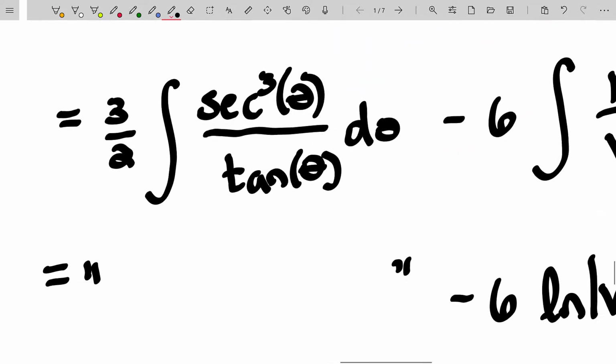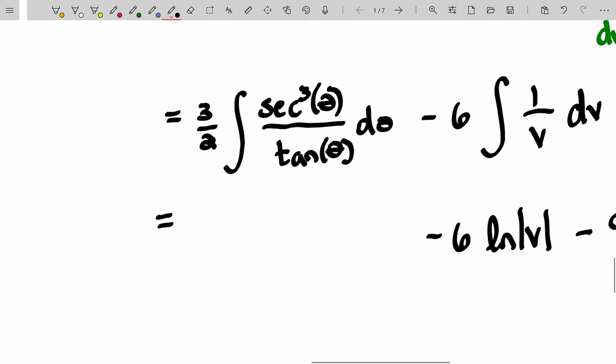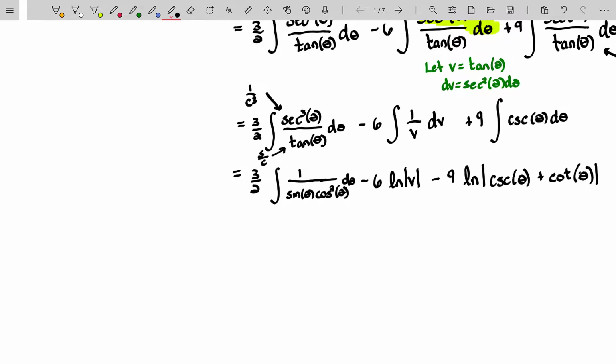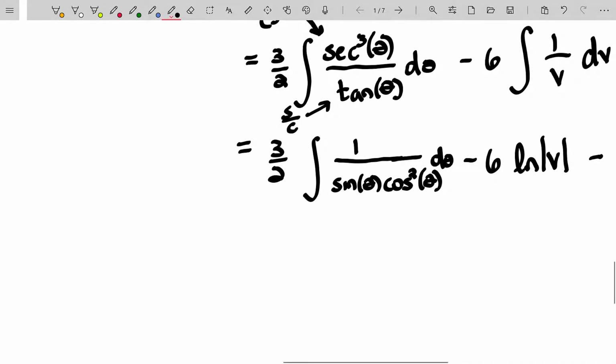But now we have to deal with, I think, the hardest integral of all, the secant cubed divided by the tangent. In this case, I'm going to rewrite the secant cubed as 1 over the cosine cubed and the tangent as sine over the cosine. If you multiply both numerator and denominator by the cosine, you will get the following. And that is not a good looking integral either. However, it actually can be done. You just have to do a substitution.